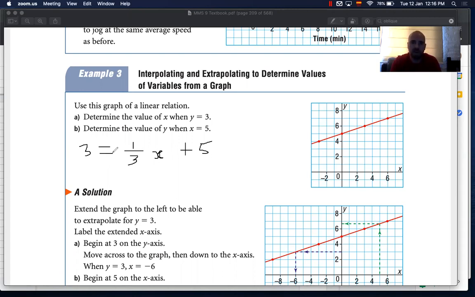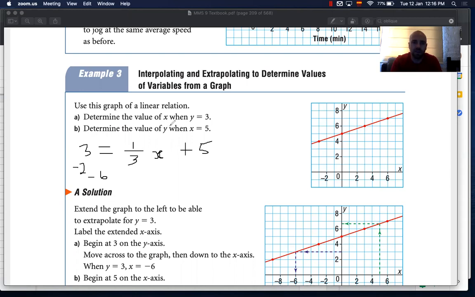Okay, so I'll bring my 5 over to the other side. So I have to subtract 5. So then I'm going to have -2. Then I have to multiply both sides by 3. And I'm going to end up with -6. So when y equals 3, my x is going to equal -6.